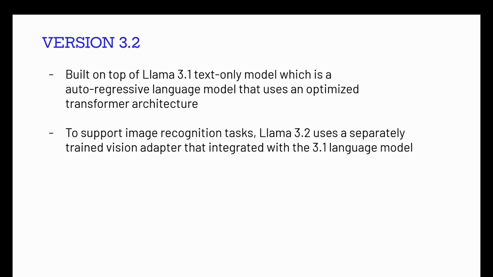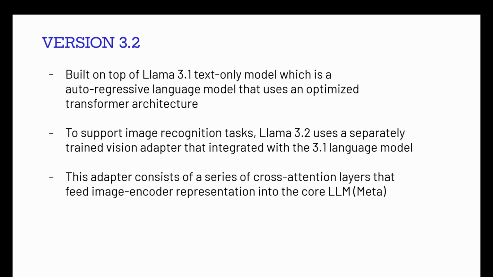And then Llama 3.2, to support image recognition tasks, uses a separately trained vision adapter that is integrated with the 3.1 language model. So it's just Llama 3.1 plus this adapter. And this adapter consists of a series of cross-attention layers that feed image encoder representations into the core LLM of Meta's AI logic. So basically, version 3.2 is version 3.1 plus an adapter that is able to comprehend and analyze imagery.